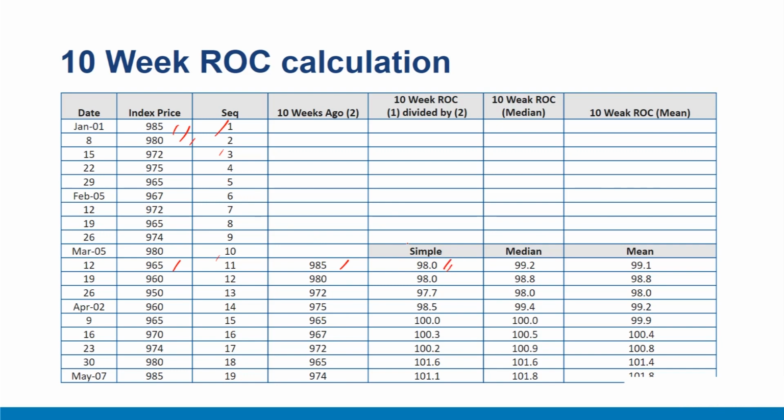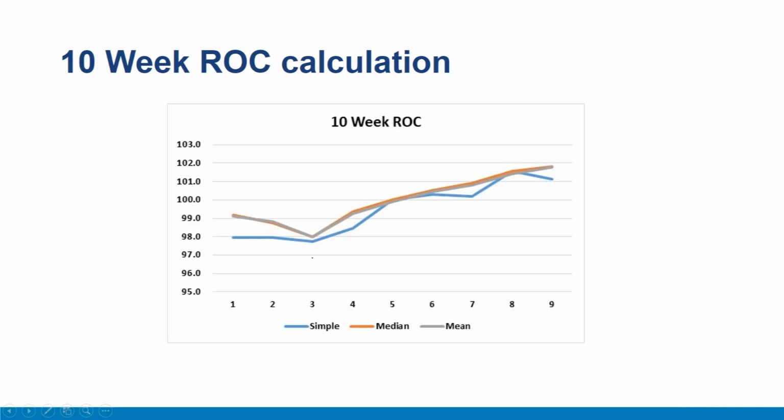Instead of dividing by 985, I can divide by the median of the previous 10-week values, which results in a value of 99.2, or I can use the mean, which results in 99.1. Similarly, as we roll one week ahead, the value is 960 and the 10-week previous value is 980. Again, using a similar procedure, we can compute with the simple 10-week-ago value, or we can use the median or mean, and then we can keep on rolling over and over. This way, we get three readings for simple, median, and mean. These can be plotted here. The figure suggests that broadly they indicate a similar rising trend in ROC, whether we are using simple ROC, mean, or median.